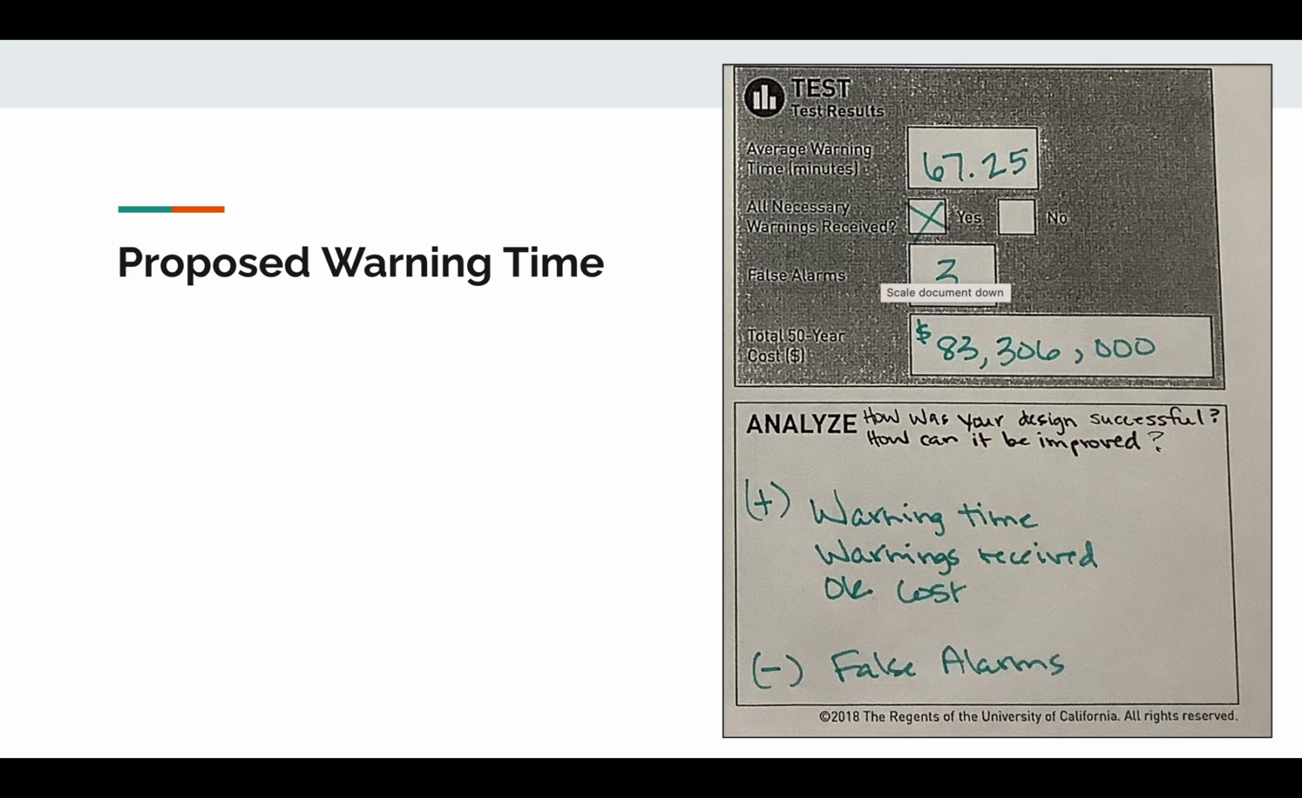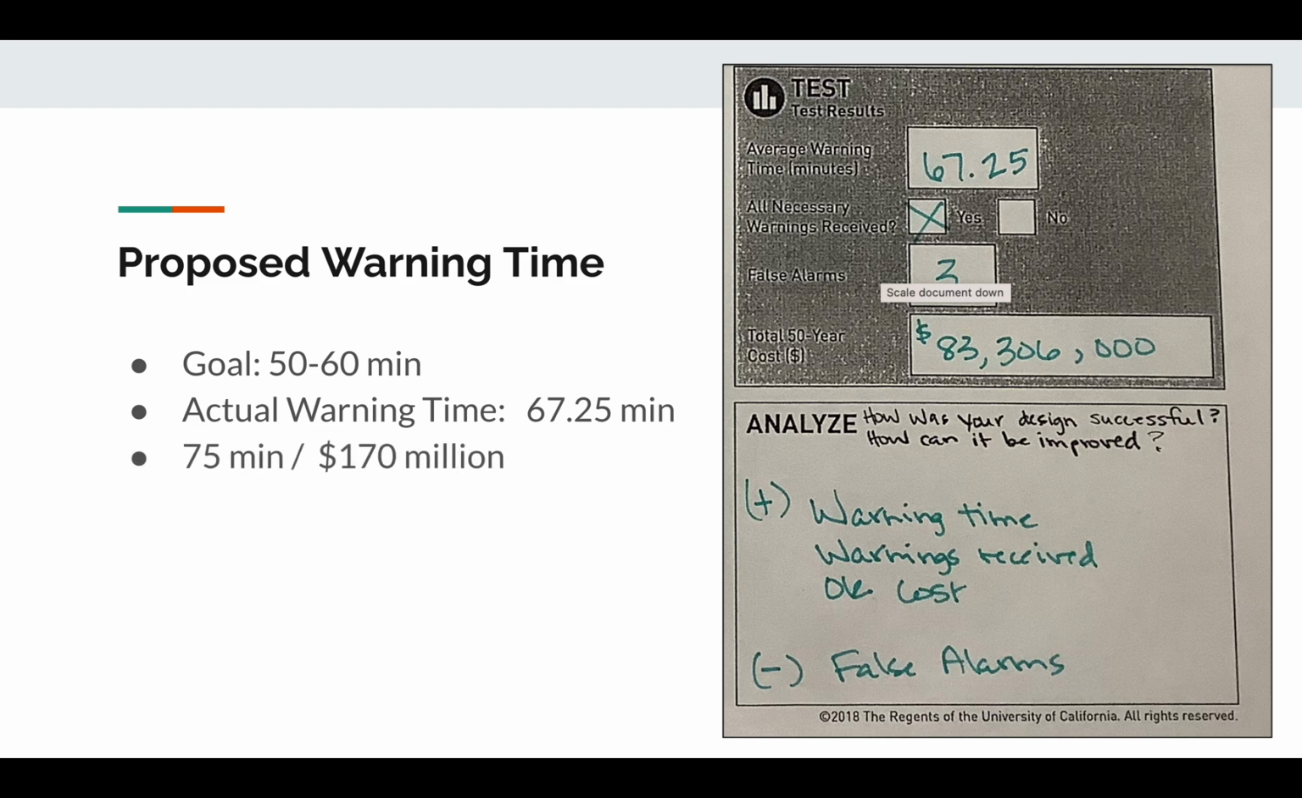After I received Hannah's feedback, I made a goal of making it 50 to 60 minutes for my warning time, but my actual warning time was actually 67.25 minutes. Now, I did have a test where my warning time was 75 minutes, but the cost was way too high. And since those 2 criteria were most important to me, I didn't use that design.